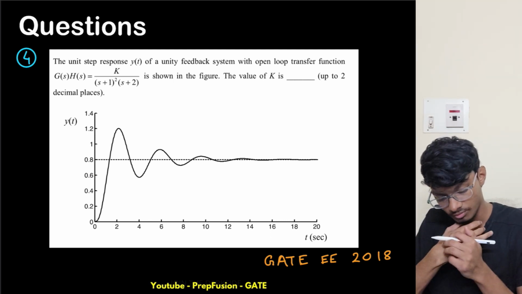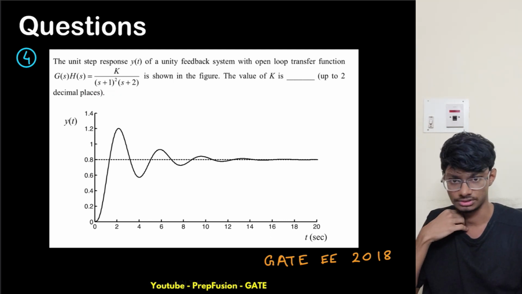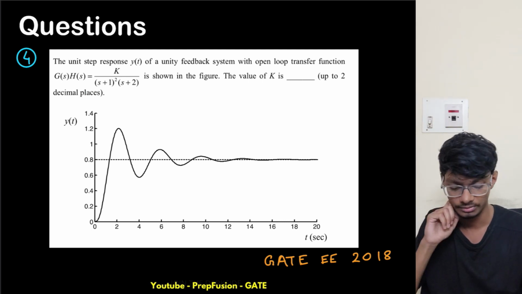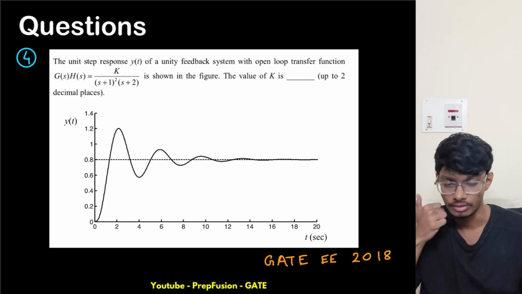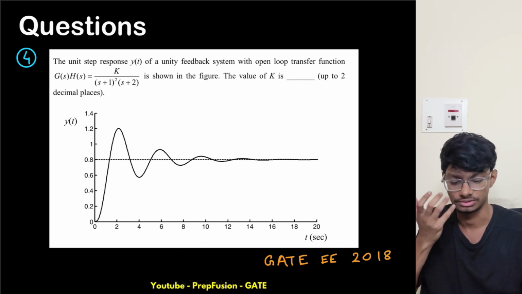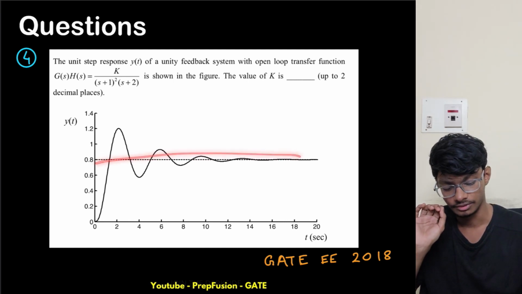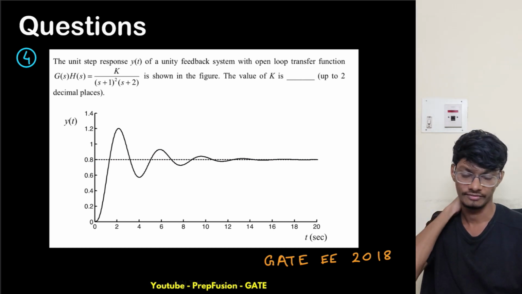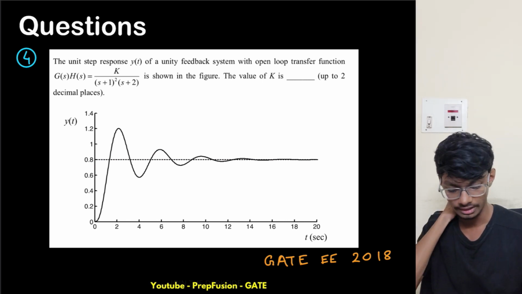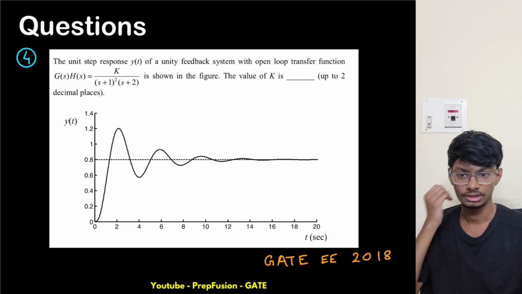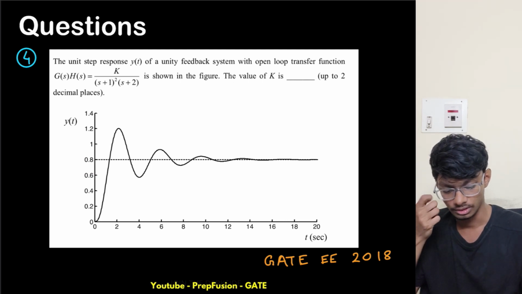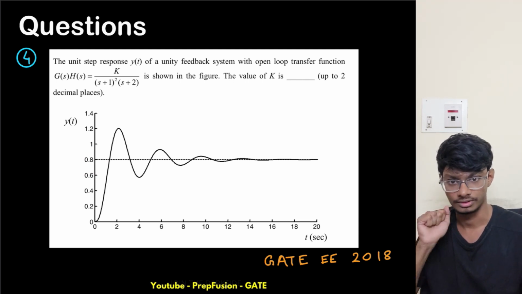Now obviously from here, this is a third order system, so I won't be able to comment much. I can see there are oscillations, so I won't be able to comment much on damping and all those things. But what I can comment on is the steady state value. If somehow I find the steady state value and equate this with this 0.8, then I will be able to get the value of K, right?